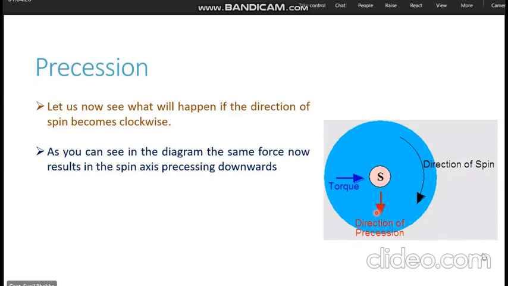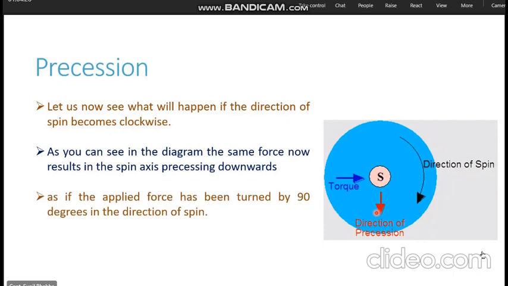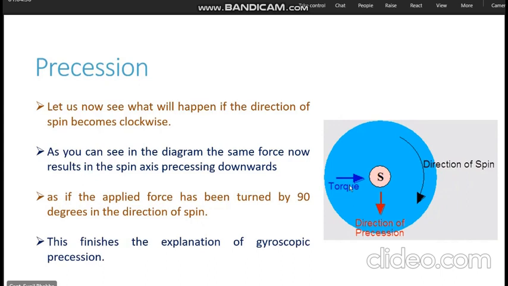The same force being applied now results in the spin axis precessing downwards, as if the applied force has been turned by 90 degrees in the direction of the spin. The blue color vector shows the force applied. The red or brown color vector shows the direction of precession of the spin axis. First one was gyroscopic inertia and the second one was gyroscopic precession.